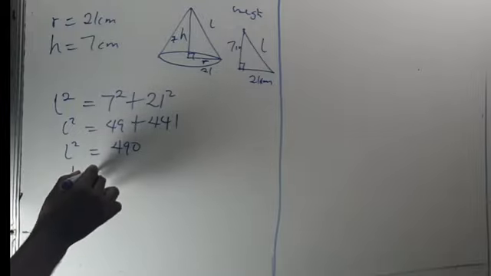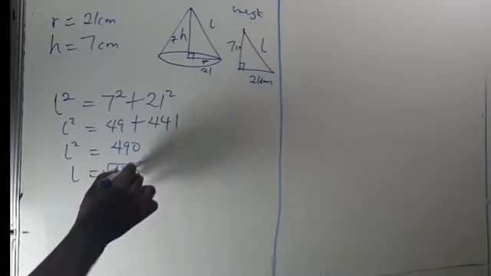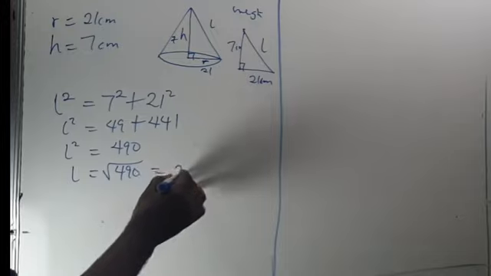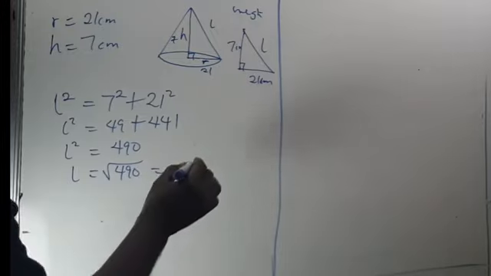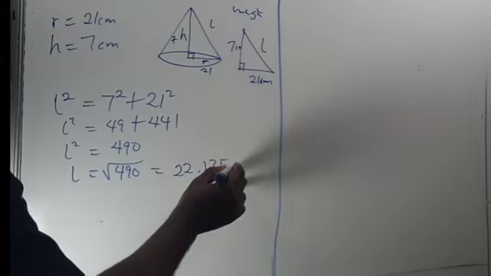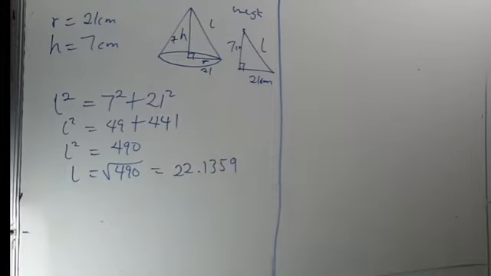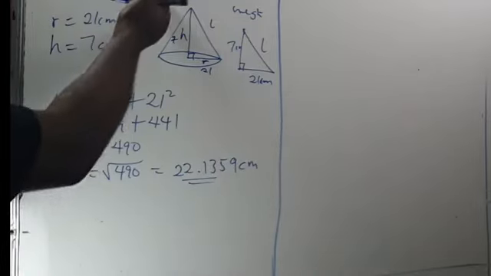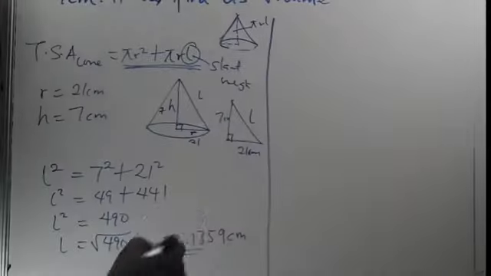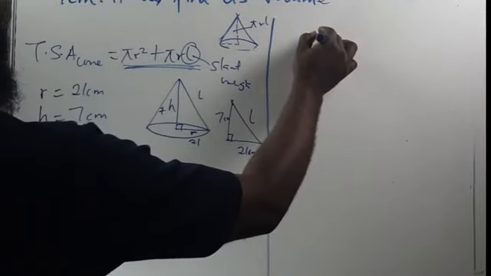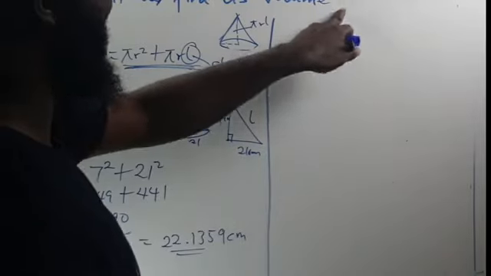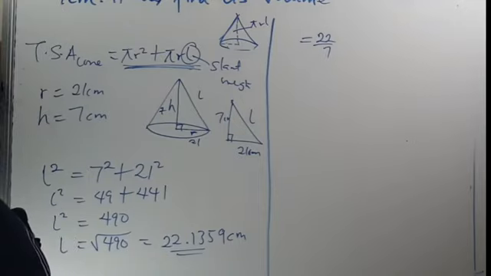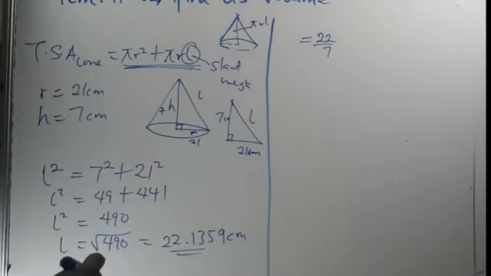So taking the square root, L equals the square root of 490, which gives 22.1359. I can stop here. So 22.1359 centimeters is the slant height. That's what I'm going to use to solve this. Now I come to the total surface area. For pi, we can use 22/7. But if you are given the value of pi, make sure you use it. Some questions will give you 3.14, or 3.142. Whichever one, you still get about the same answer.